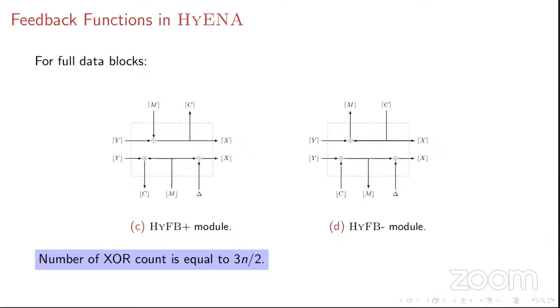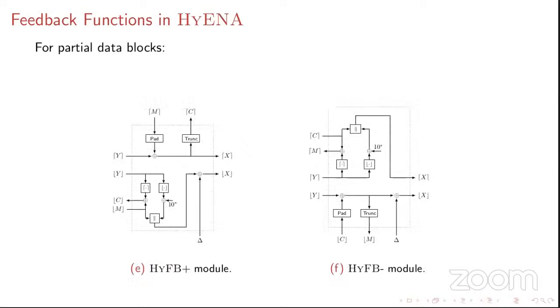And another thing to note here is that the XOR count is equal to 3n/2. All these lines are n/2 bits wide, so we have 3 XORs here. In total, we need 3n/2 bit XORs. In the case of COFB, it's about 2n bits. So we actually save n/2 bit XORs here.